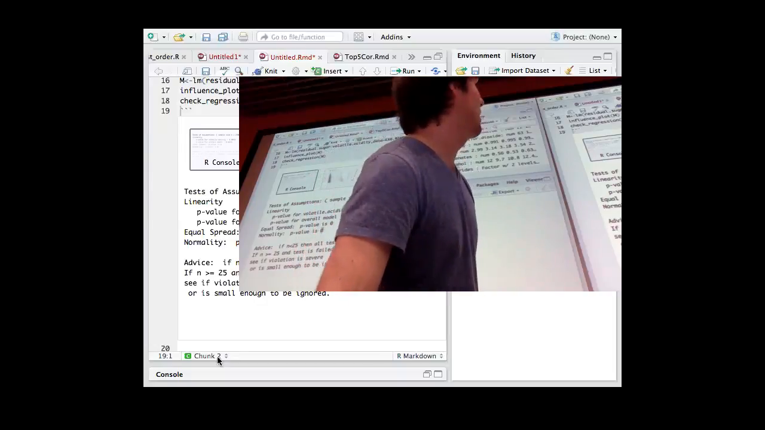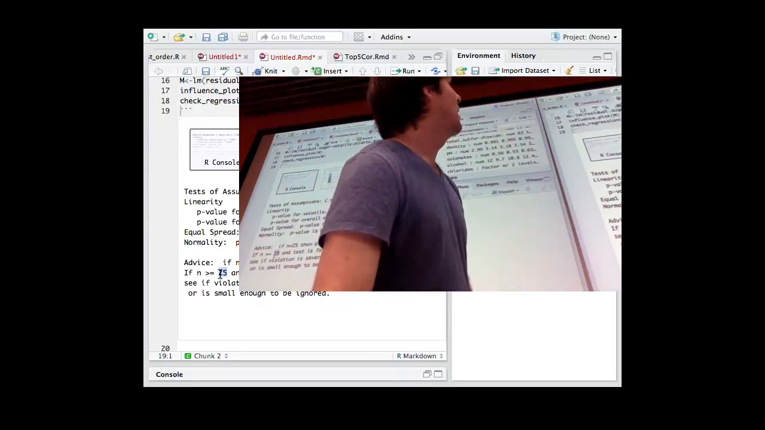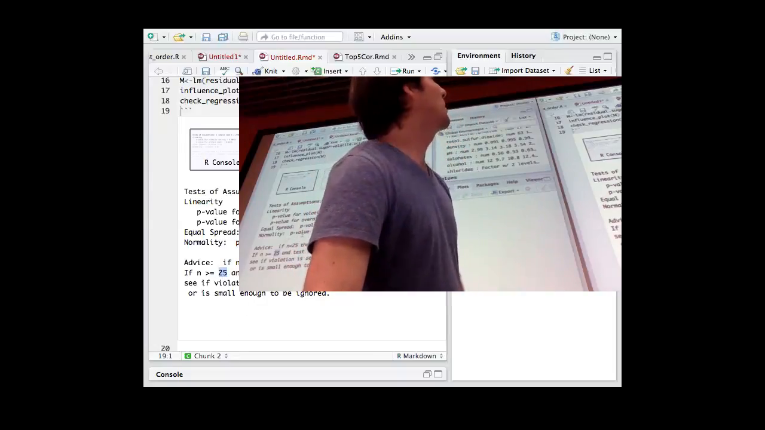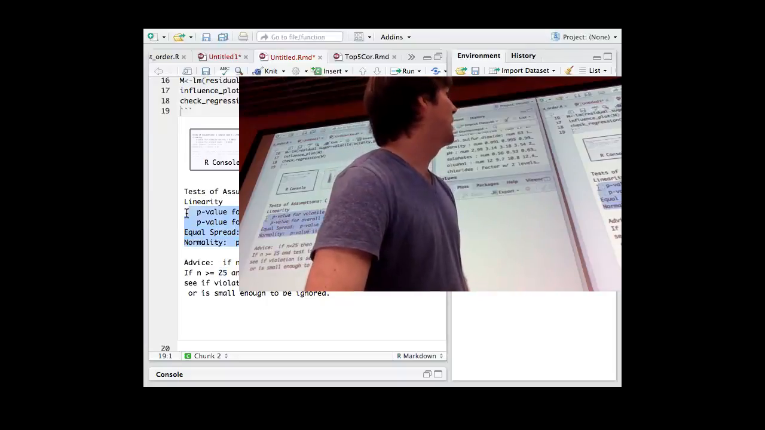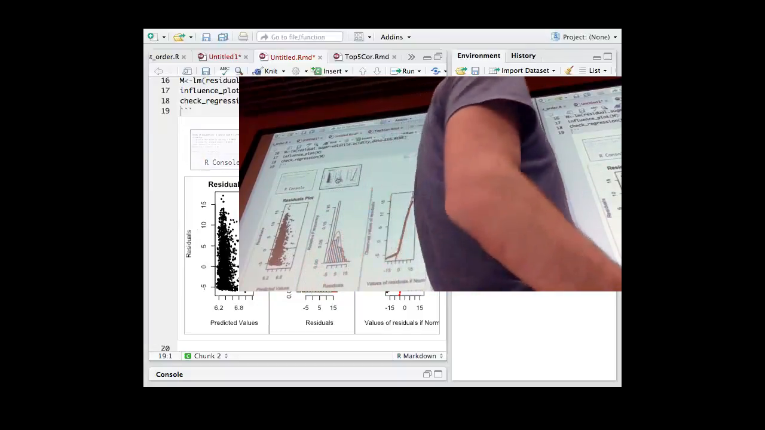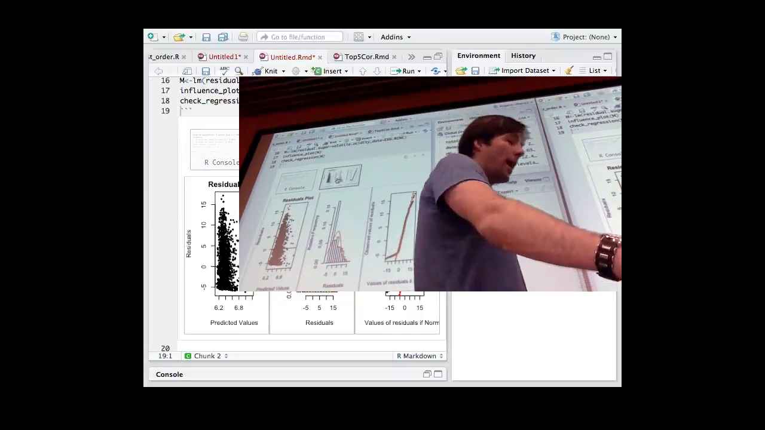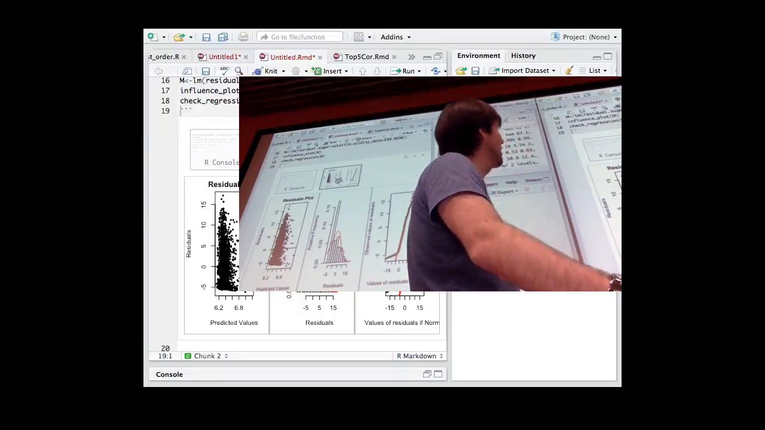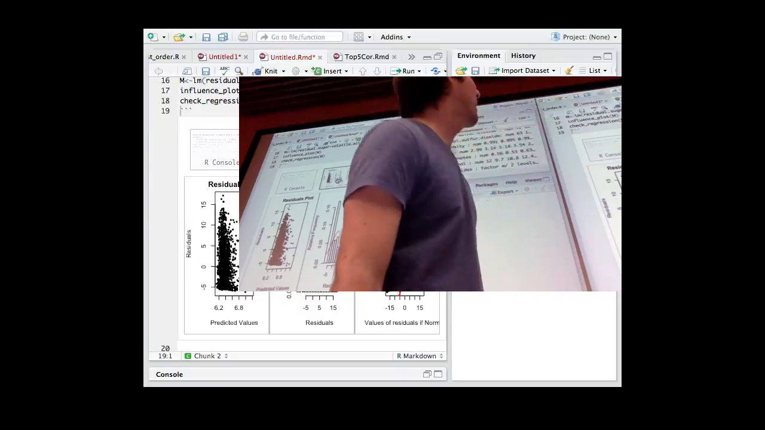So watch out. 25 is when we say, okay, if it's greater than 25, let's actually look, because these tests can be overly sensitive. It gets into a topic of statistical power, which I would talk about in class, but tonight's review, so let's just go to the graphics. So here we are with the graphics. And we said first, we looked at the linearity. And I said linearity is not our major concern.